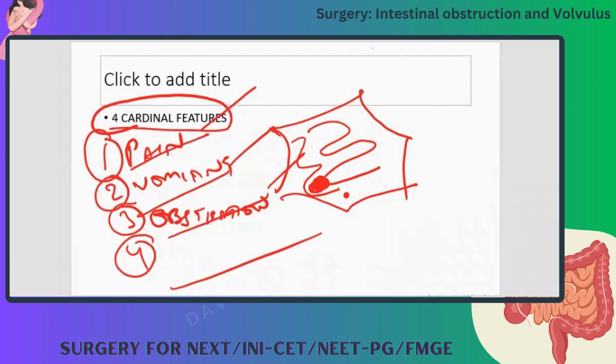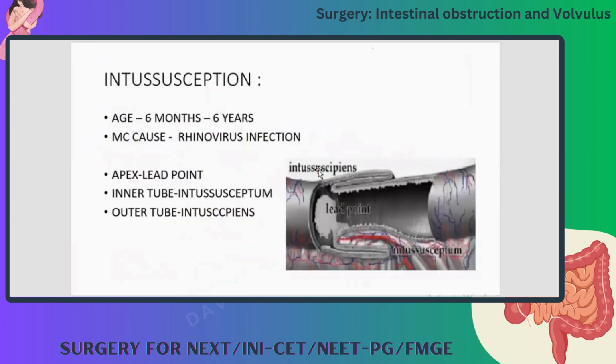What is the fourth point? In obstruction, he is vomiting, everything is going outside, nothing is going from below, he is having severe pain. Fourth point? Distension. Abdominal distension will be there.